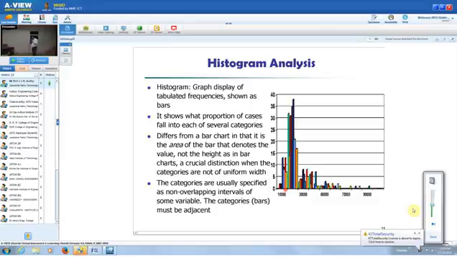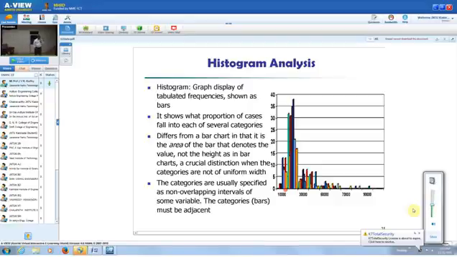Because in your box plots and other things, the height is the measure for your values. Here the area covers the number. A crucial distinction when the categories are not of uniform width: if the categories are not of uniform width, then the area will be a better measure.